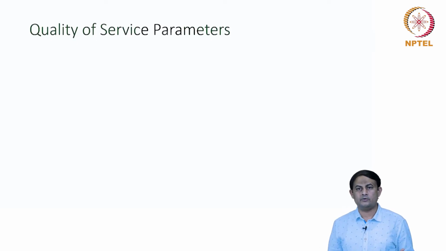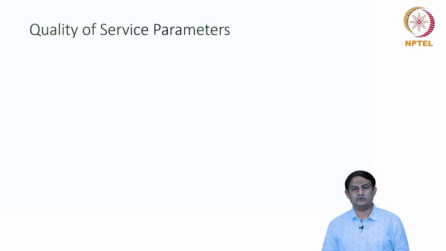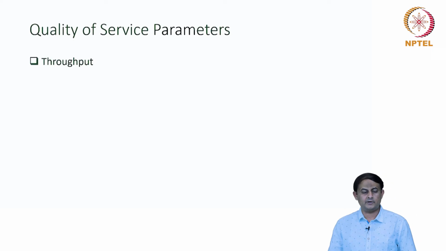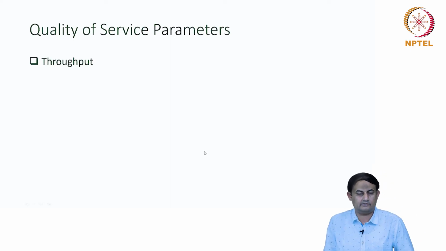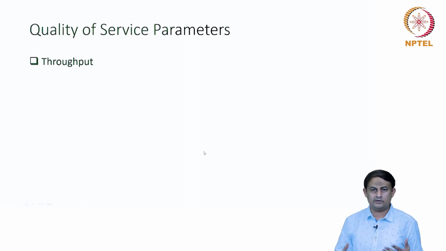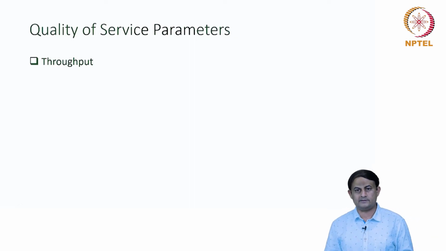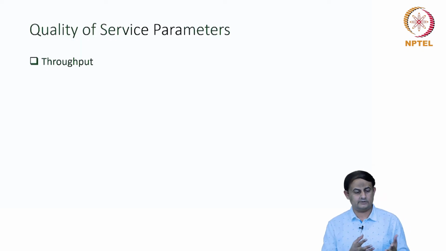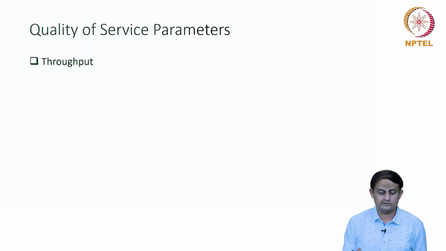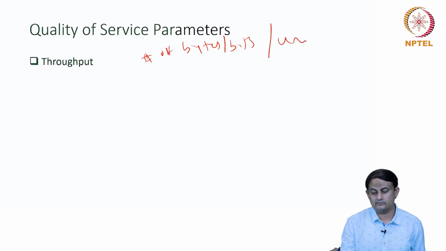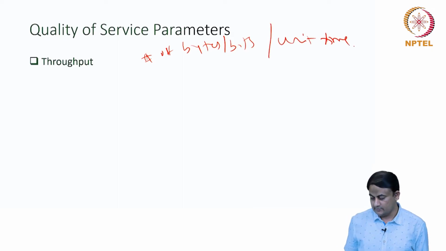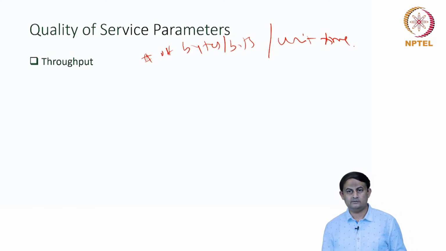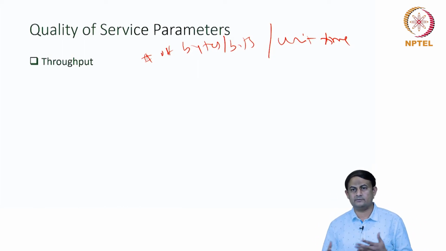Now the question is, how do the applications tell the routers or the network what kind of quality of service they require? There are a bunch of parameters which you can use to tell the network that I want a certain kind of quality of service. The first parameter is something called throughput, which simply measures the number of bytes or bits per unit time. Maybe the number of packets per second, the number of bytes per second, something like this.